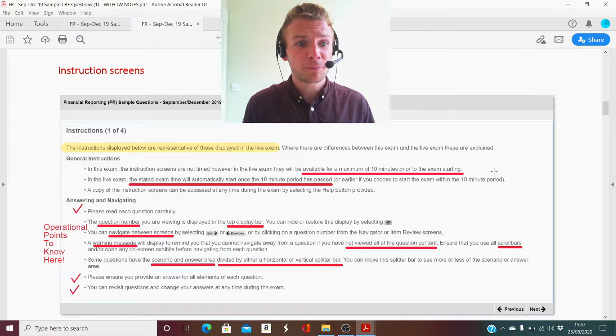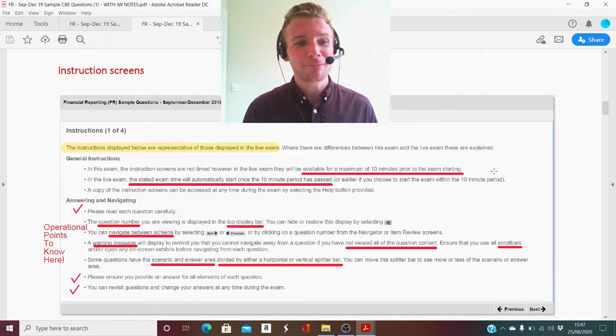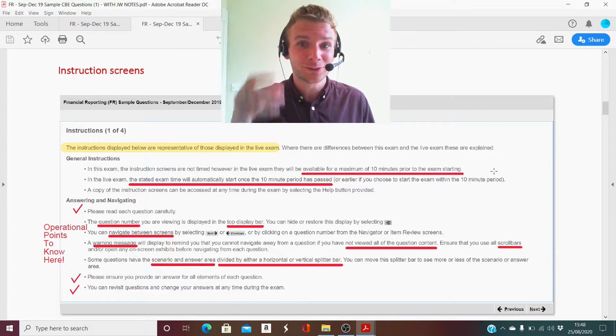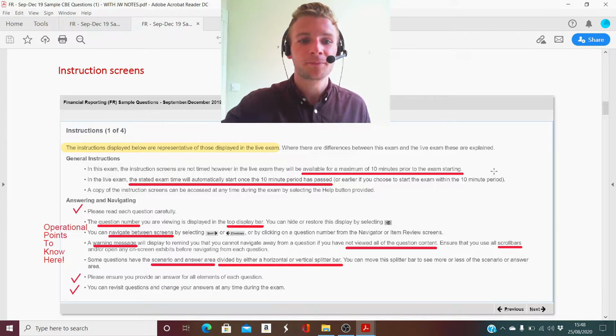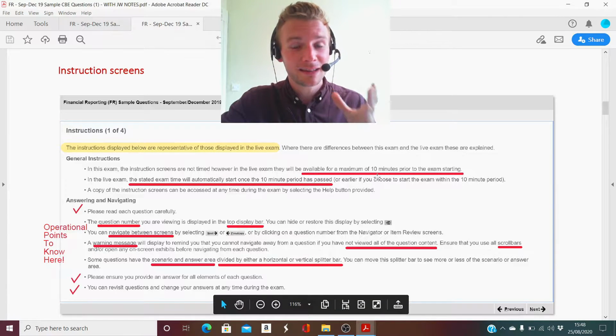So the instructions, we'll get in there. Professional as ever. The instructions displayed below are representative of those displayed in the live exam. So in other words, if you've got a live exam, you need to know how this is actually going to be operational, as you can see from my notes on the side. But you'll have it available for a maximum of 10 minutes prior to the exam starting.